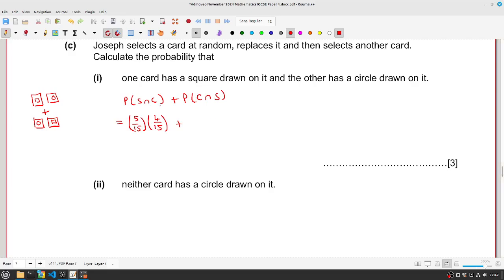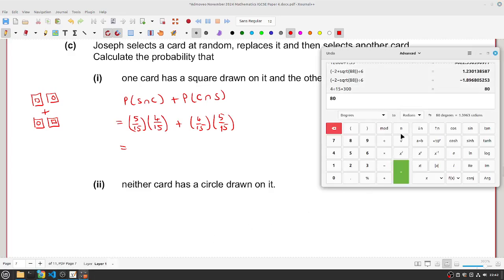And then we could just times it by 2 if it's a case like this. But just to show why this one will be exactly the same, if we start with the circle, that's 4 over 15, replace that. Now what's the probability of getting a square? 5 out of the 15 cards now have a square on it. So we see it's exactly the same calculation, so we could just multiply the first one by 2. So we have 5 over 15 times 4 over 15.